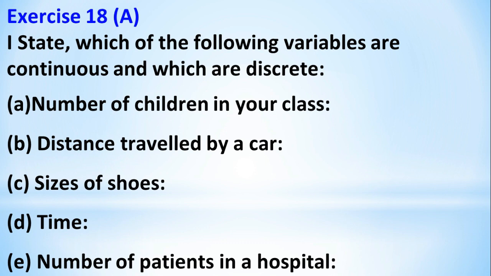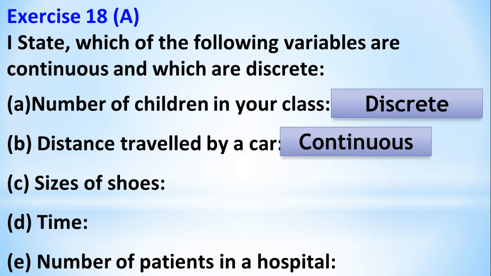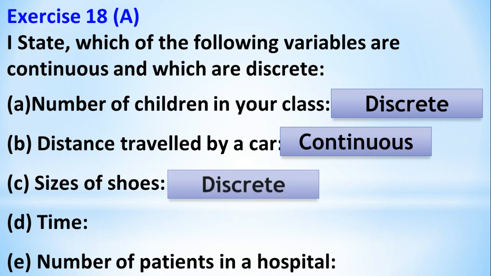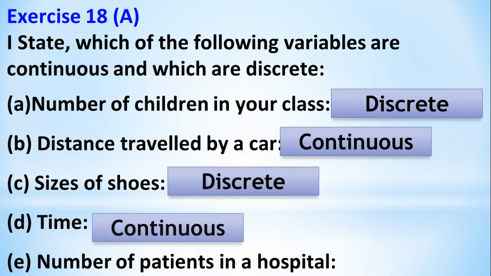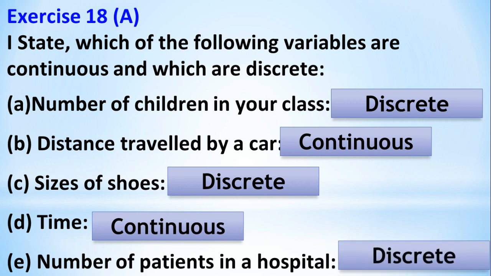Number of children in your class, is it continuous or discrete? Of course it is discrete. Why? Because it cannot accept all types of numerical data. Distance traveled by a car can have any numerical data, hence it is continuous. Sizes of shoes, it is discrete. And the time, it can be continuous. And number of patients in the hospital, of course it is discrete. We cannot say there are 3.5 patients or 10.2 patients in the hospital. It should have a certain particular number, hence the number of patients in the hospital is discrete.